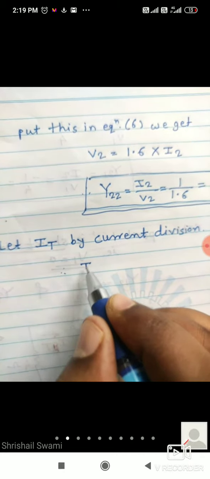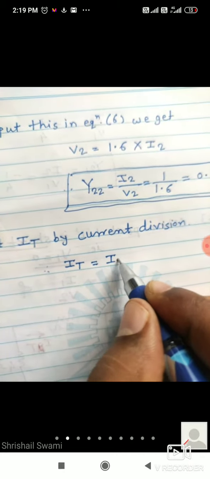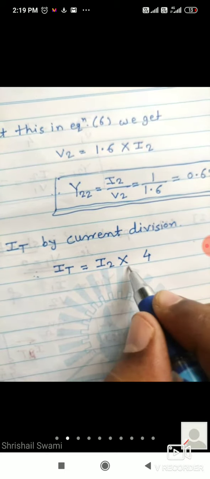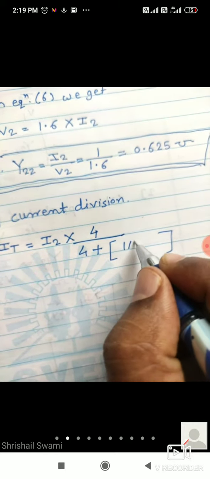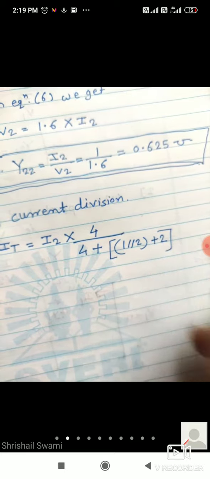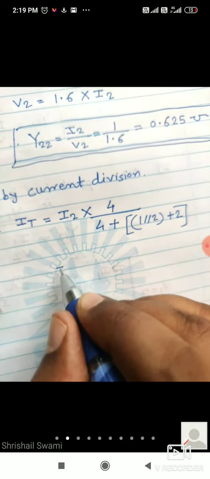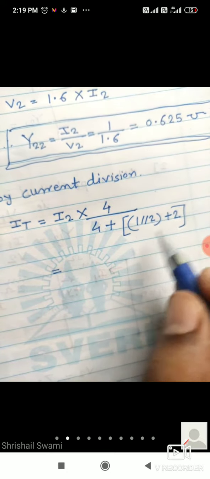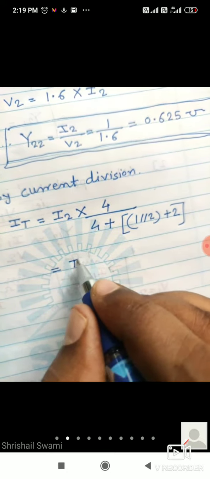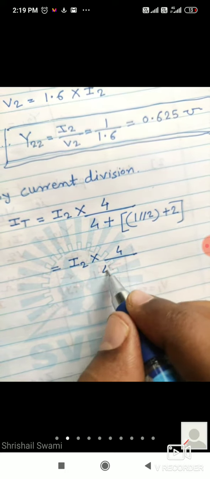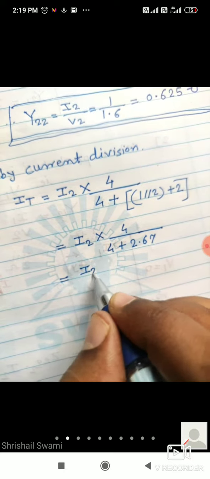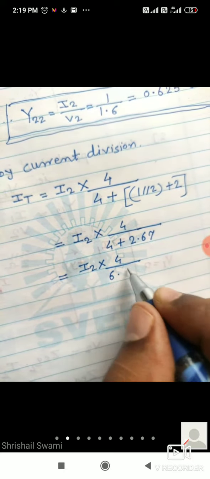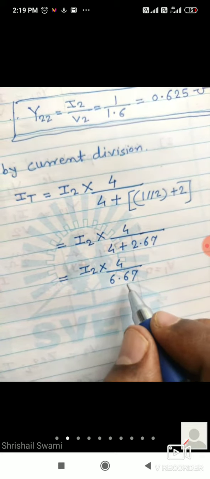So how to find out I2? IT is equal to total current I2 into opposite branch resistor, 4, divided by 4 plus the opposite branch equivalent impedance. That is 1 parallel with 2 plus 2. Do you understand? The branch through which IT flows, this is its total equivalent impedance. So this is I2 into 4 divided by 4 plus this, calculated already, that is 2.67. So this will give I2 into 4 divided by 6.67. Can you tell me 4 upon 6.67?